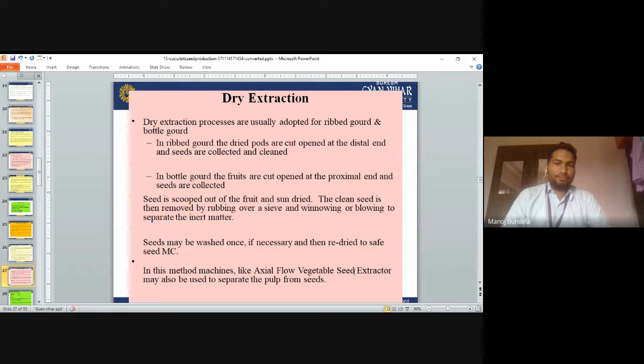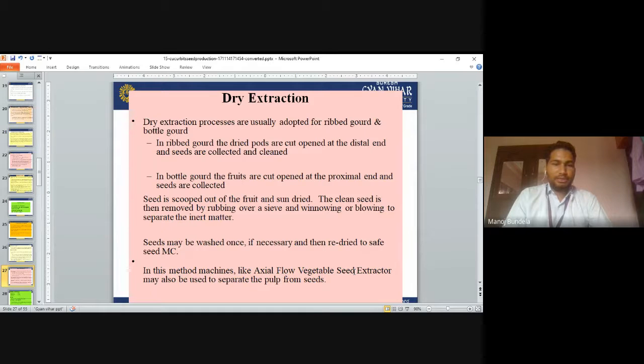Dry extraction. Dry extraction processes are usually adopted for ribbed gourd and bottle gourd. In ribbed gourd, the dried pods are cut open at the distal end and the seeds are collected and cleaned. In bottle gourd, the fruits are cut open at the proximal end and the seeds are collected. The seed is scooped out of the fruits and we go for sun drying.